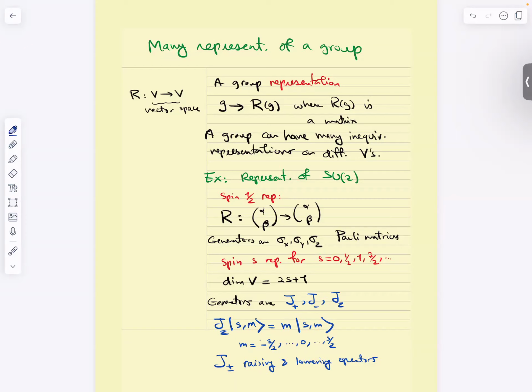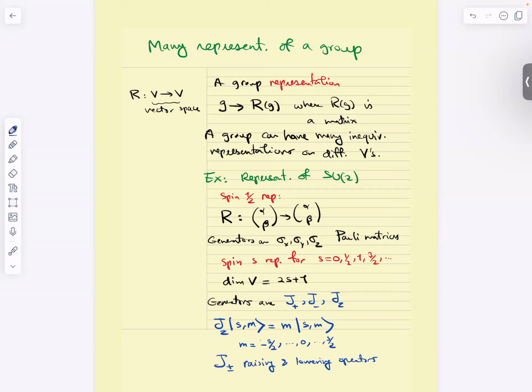So what are these representations in arbitrary 2s plus 1 dimensions? They're generated by J plus, J minus, and JZ that act in the following way. These are the raising and lowering operators that you're familiar with. It's the same group, different dimensional representations.